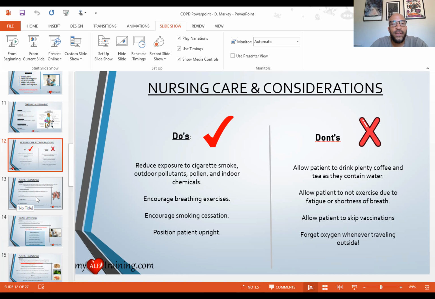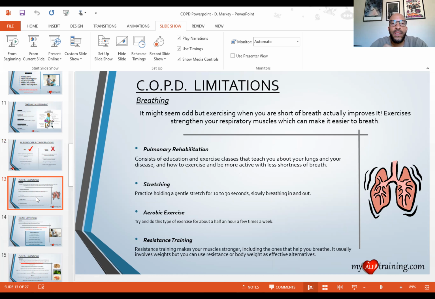Okay. Now, what more specifically are the limitations of a patient with COPD? Breathing. It might seem odd, but exercising when you are short of breath actually improves it. We just talked about this. Exercises strengthen your respiratory muscles, which can make it easier to breathe. So, a very good suggestion for you to make to the patient, to the doctor, to the residents, advisor that they're living in, that you're working at, is pulmonary rehabilitation.